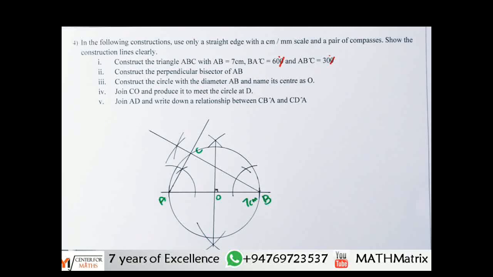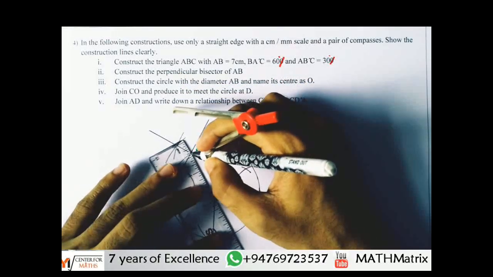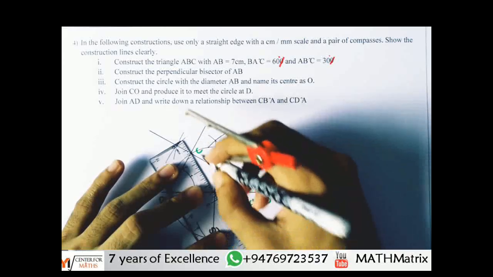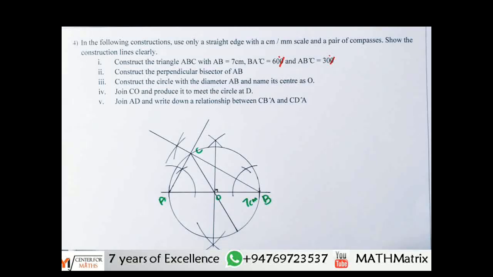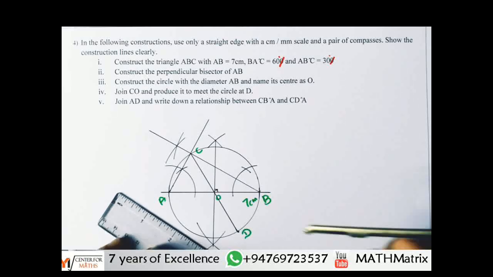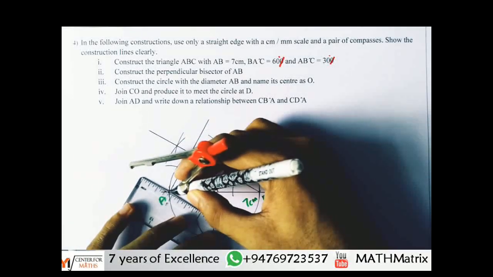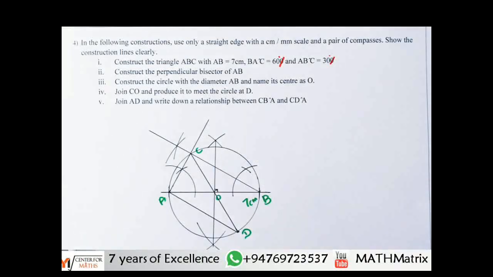Join CO and produce it to meet the circle at D. Okay, so we'll join them. Join CO. C is here and O is here. Right, so here we have to mark this as D. Now what's the question? The last one. Join AD and write down a relationship between CBA and CDA. So join AD. So we'll join that first, AD. Okay, right. And now they're asking us to write down the relationship between CBA and CDA.